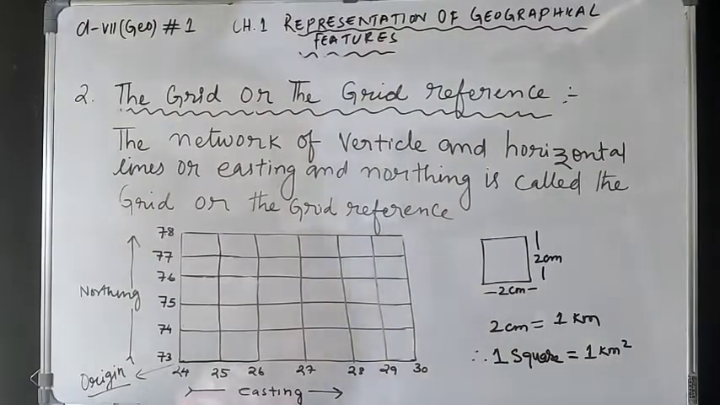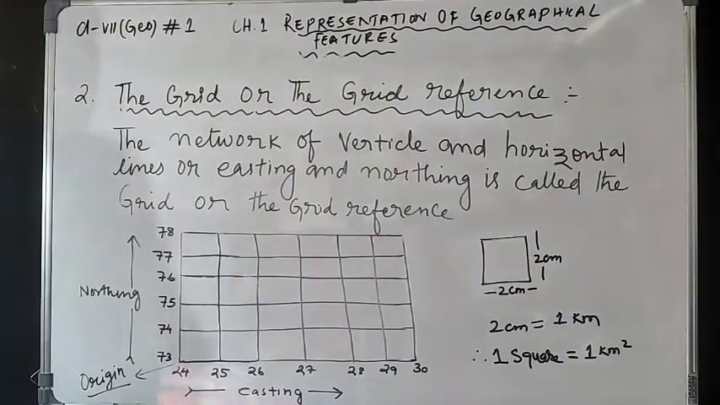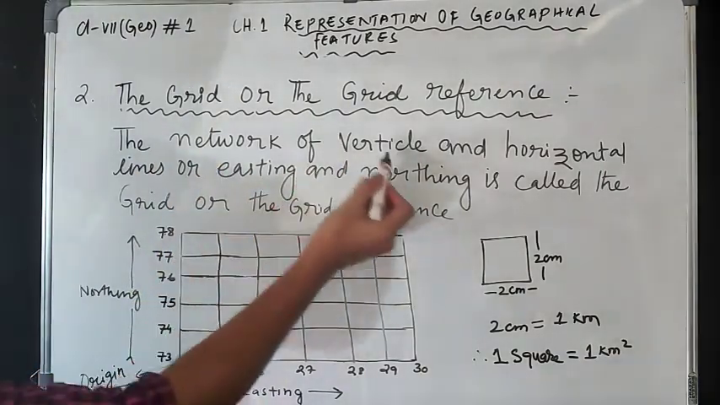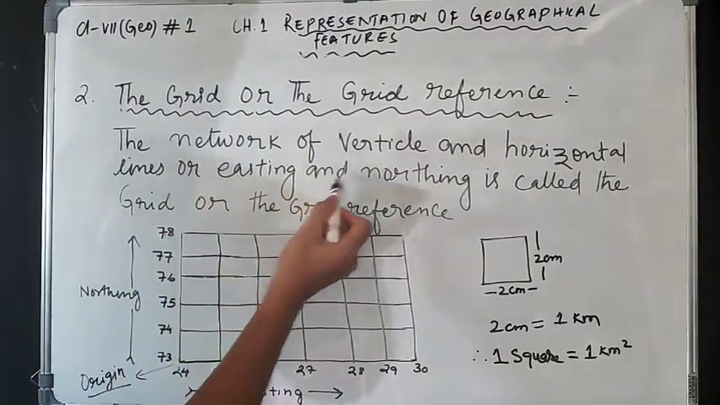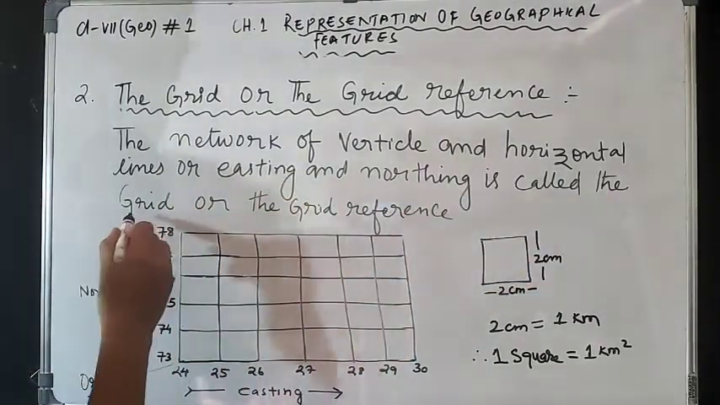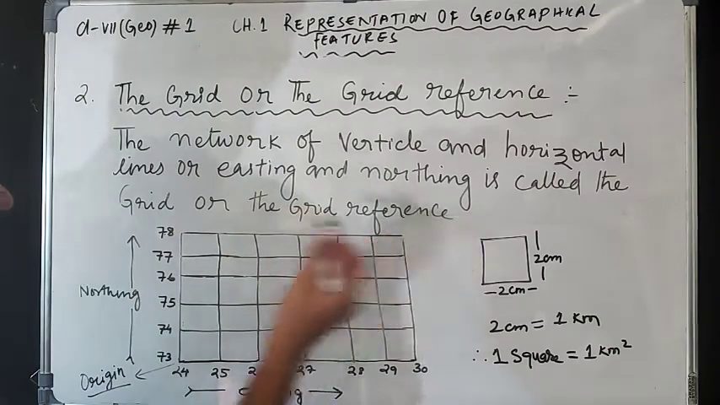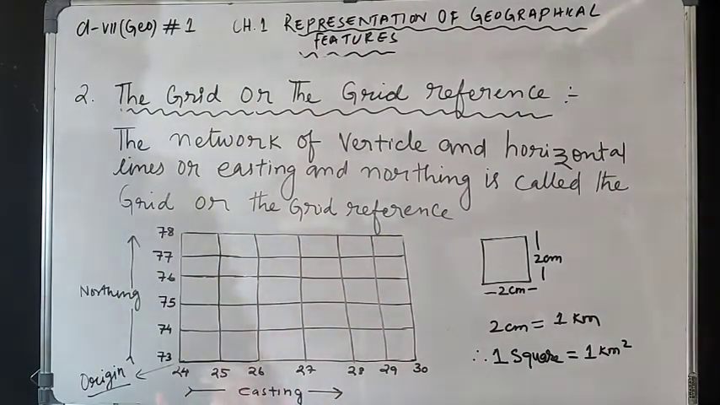Now let us move to the second element, that is the grid or the grid reference. Okay, the network of vertical and horizontal lines, or easting and northing, is called the grid or the grid reference. The network of vertical and horizontal lines.